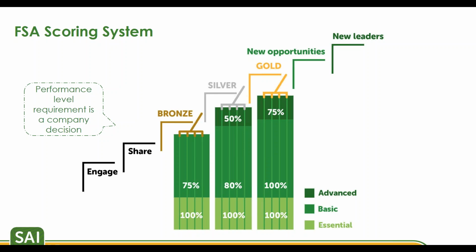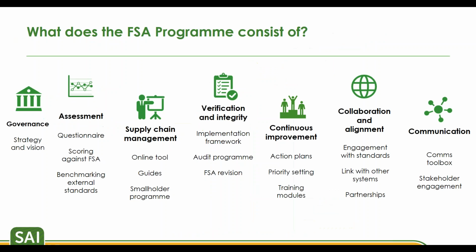And we do have the 3 different levels of bronze, silver, and gold, and those are made up with how much of each of the question types, essential, basic, and advanced, are addressed in the assessments. The FSA program, of course, is much more than just the questionnaire, much more than just those 112 questions. As I mentioned, we have the governance, which focuses on the strategy and vision for the program. We have the assessment, which is related to the questionnaire, the scoring, but also the benchmarking of external standards.